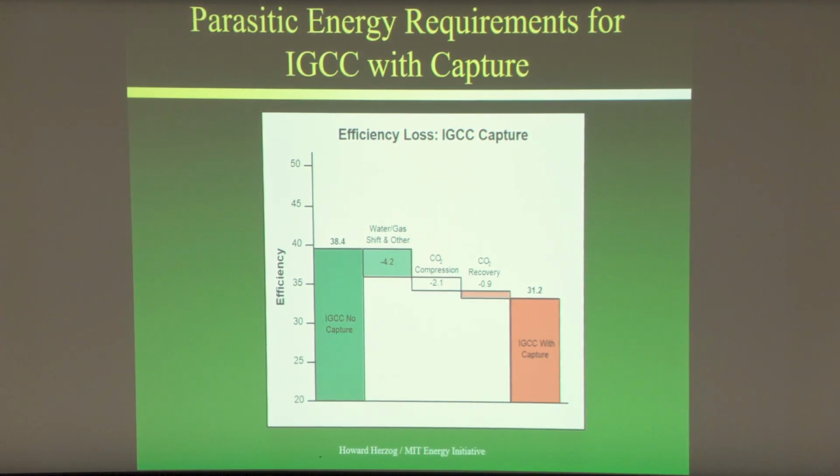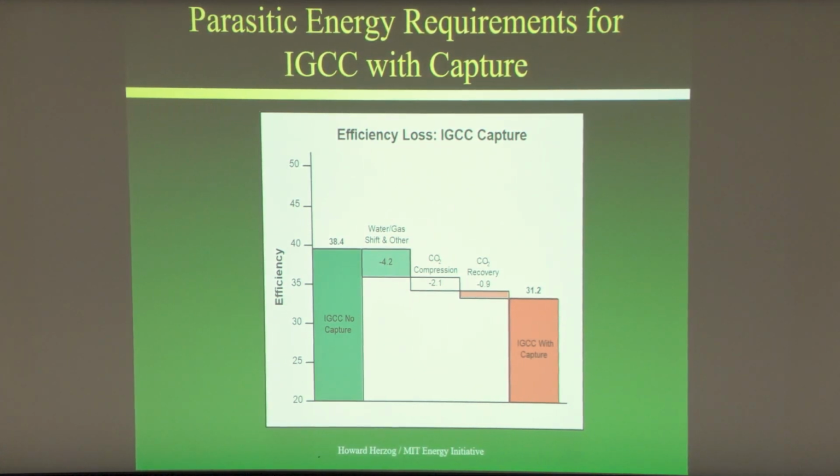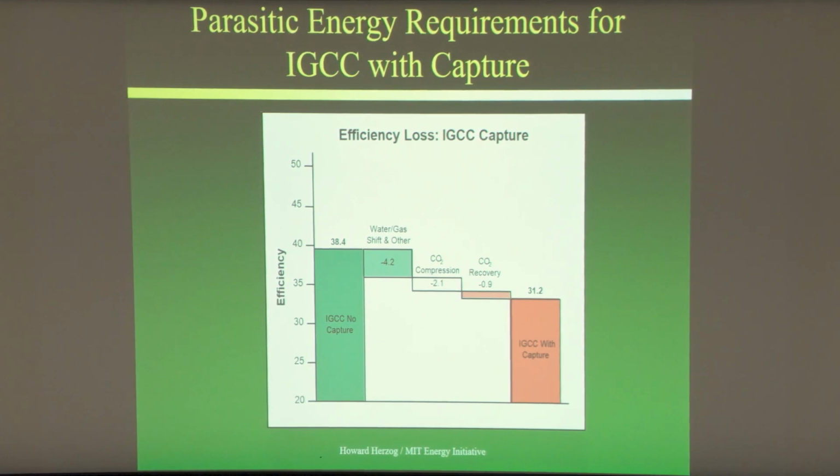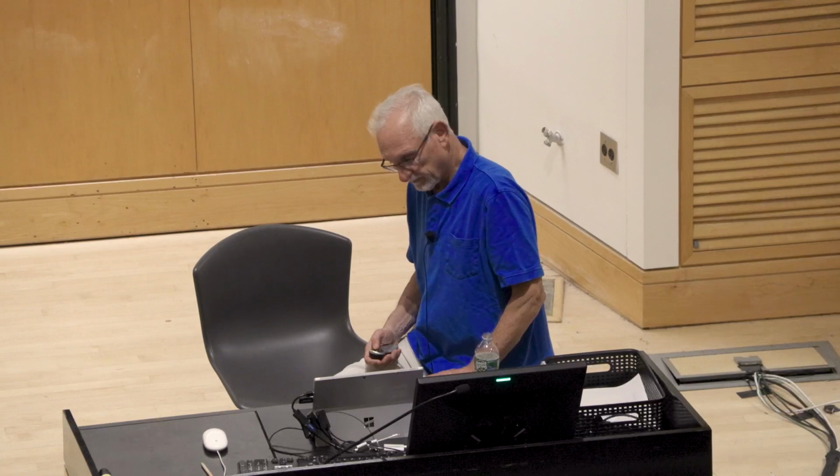You see the compression's a little smaller, and that's because when we regenerate at several pressure levels all above atmospheric, you basically let the pressure down in stages, so you have higher pressure CO2 to start with to compress.